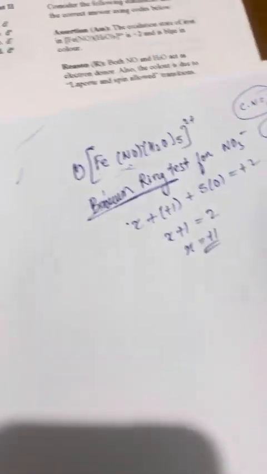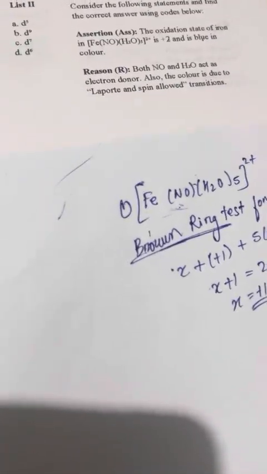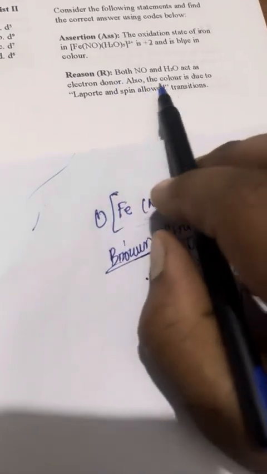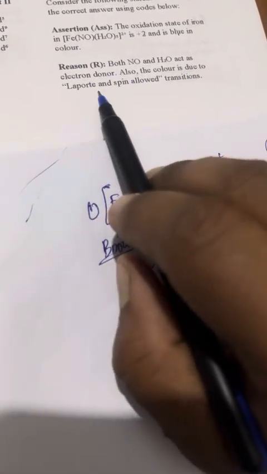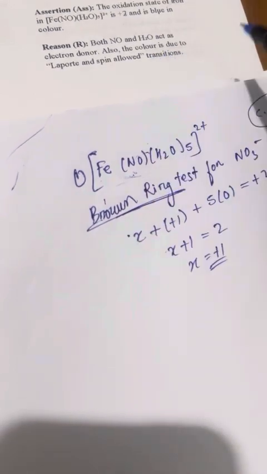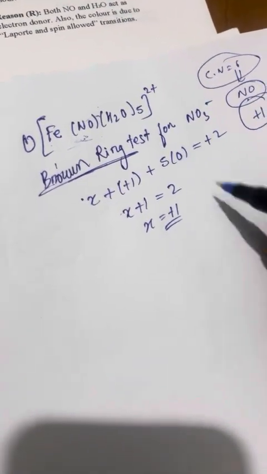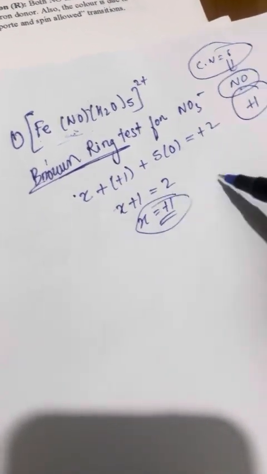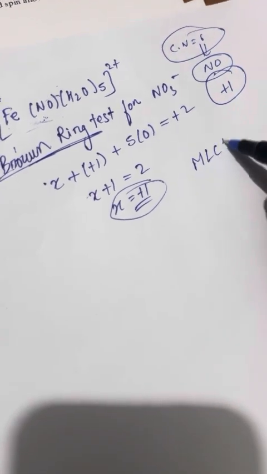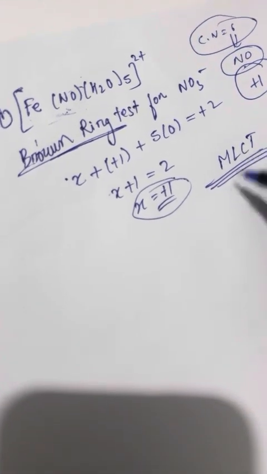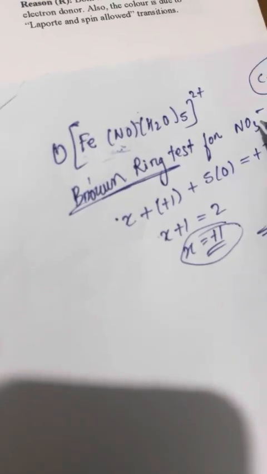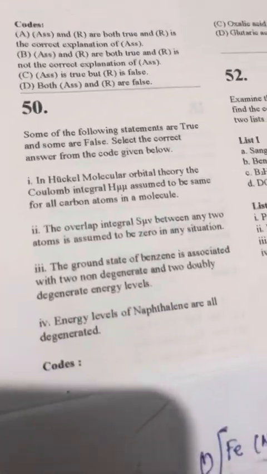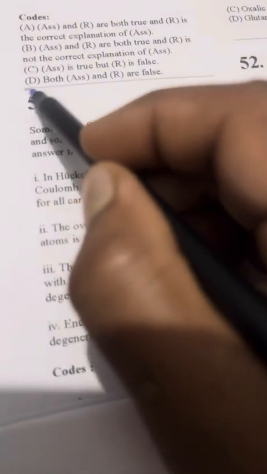Okay, that's it. Next, you see here it is given that the color is due to the ligand-to-metal charge transfer and spin forbidden. Now you see, as the oxidation state of the metal is low, it is MLCT, right? It is due to MLCT, not the forbidden transition. Okay, this is very important. Next question, you see, both are false, so it will be D.